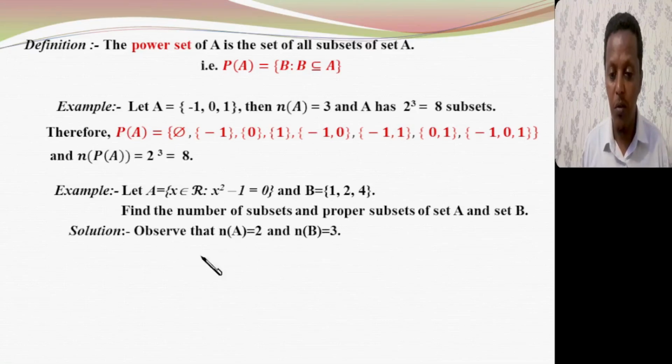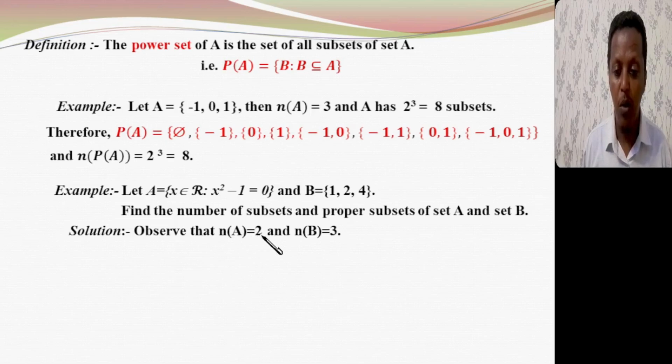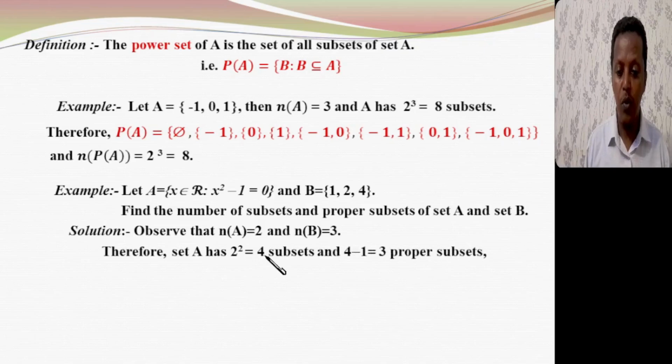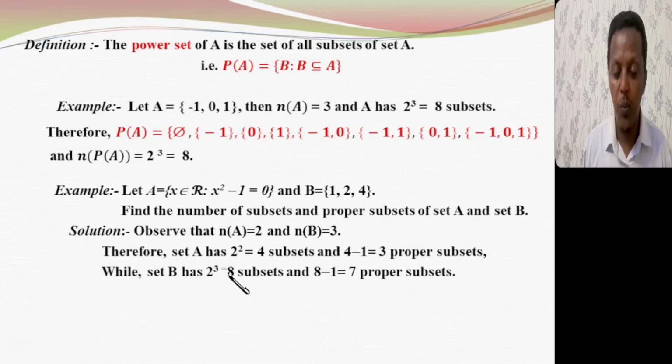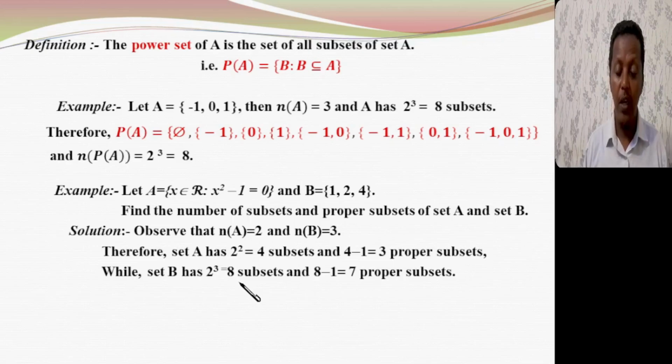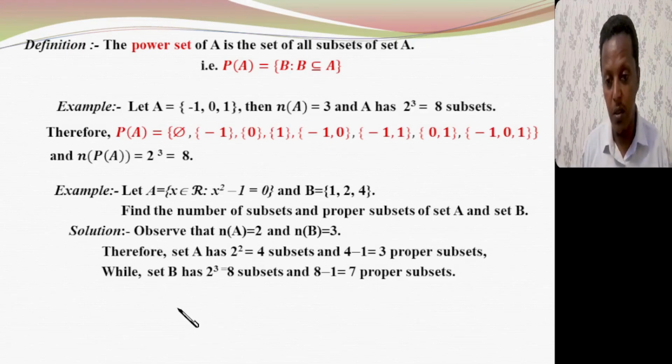It is not that difficult. Once you determine the number of elements of the set, A contains how many elements? 2. B contains 3. So for A, we expect 2 to the power of 2, 4 subsets, and 2 to the power of 2 minus 1, 3 proper subsets. For B, 2 to the power of 3, we expect 8 subsets, and 8 minus 1, 7 proper subsets. So the power set of set A will contain 4 elements. The power set of set B will contain 8 elements, where the elements are what? Subsets of the given sets.